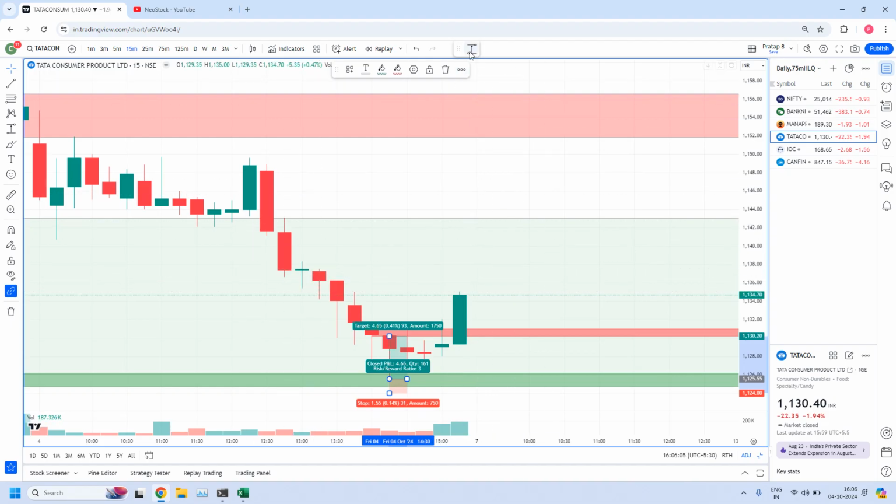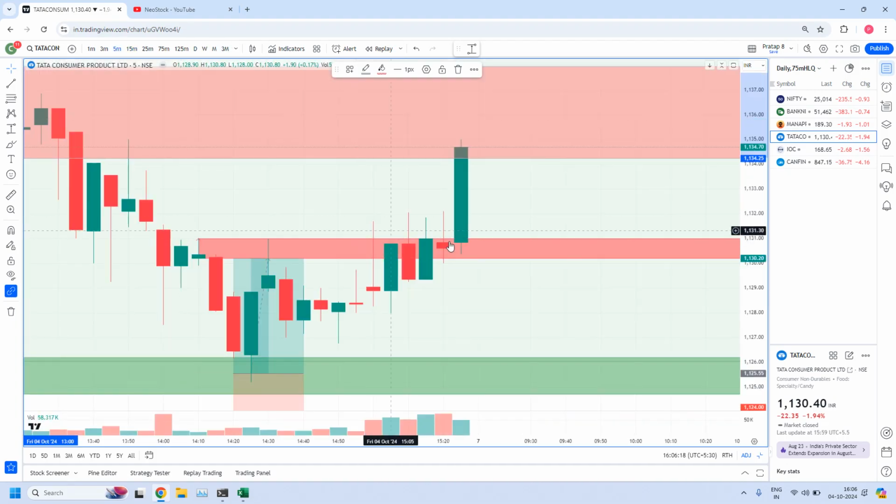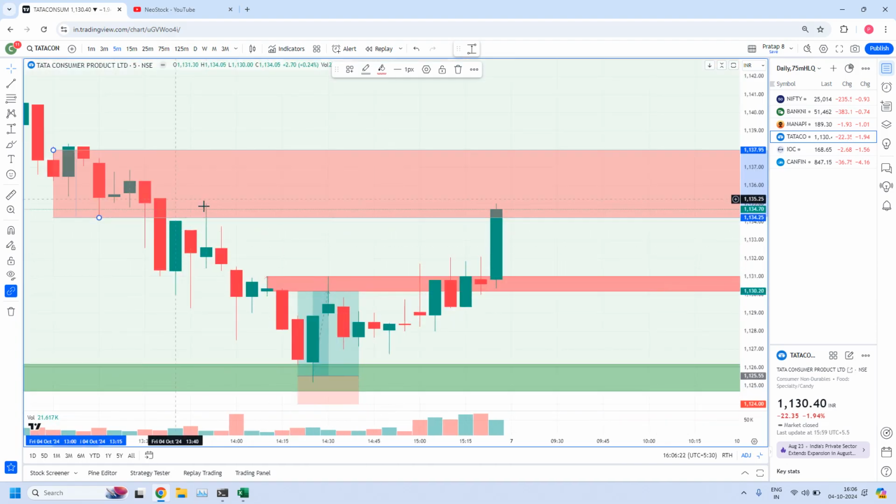In this area, let me mark, if there is any fine-tuned 5-minute zone, then I want to give importance to this as a 15 minutes target. So go to the 5 minutes time frame. Is there any 5-minute zone here? Yes. You have a drop, 3 base candles and a drop candle. You can fine tune like this.